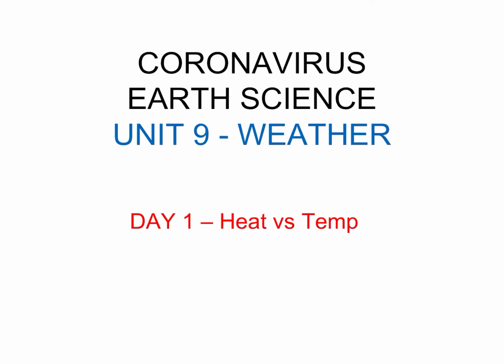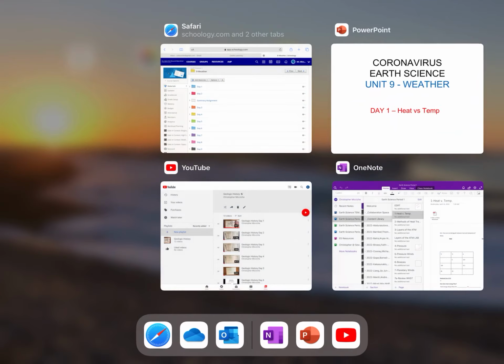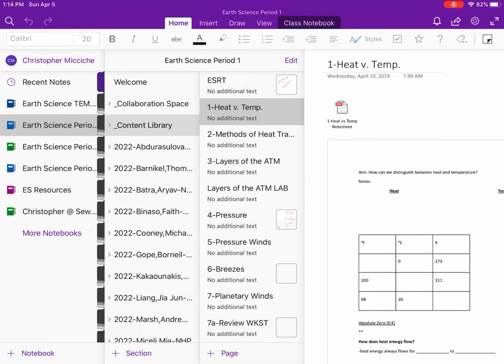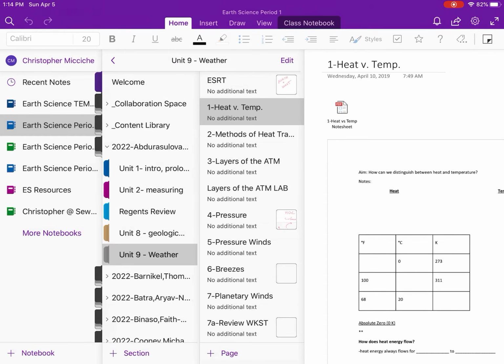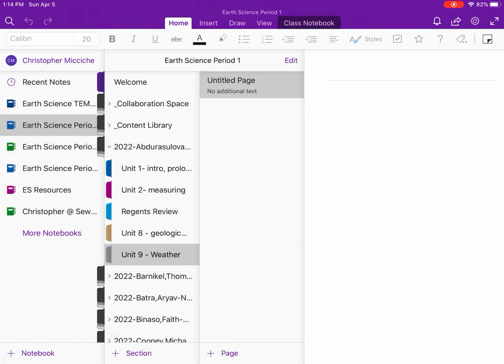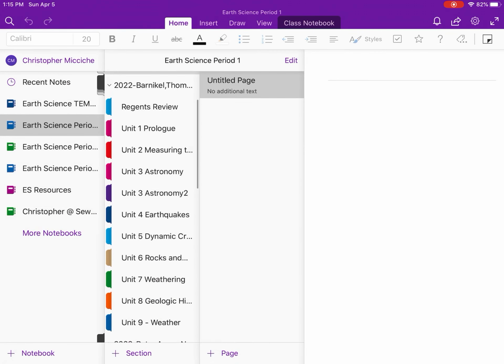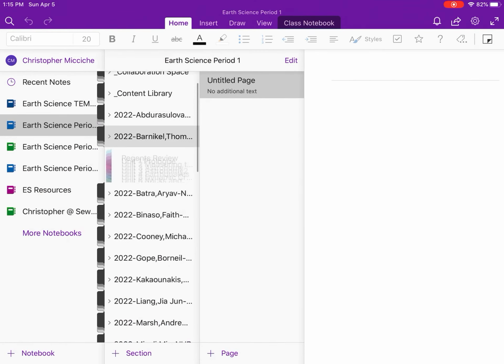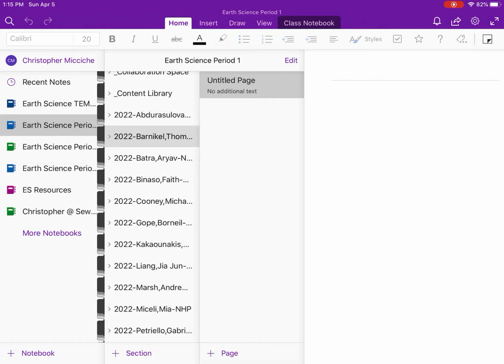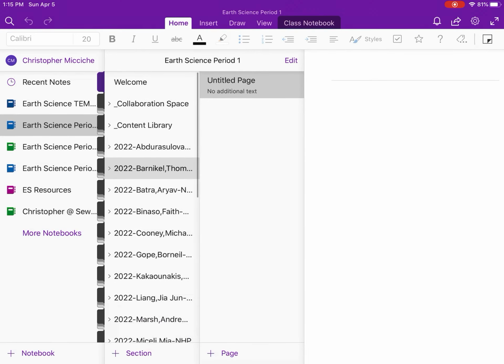All right, one thing that you should notice if you go into your OneNote, this way no one's confused, because we definitely had some confusion. I pushed out a section to you guys. So you'll see everyone now has a Unit 9 weather folder, okay? There's nothing in it because you're going to copy stuff in one by one, but that's where you copy all of your pages for each day.